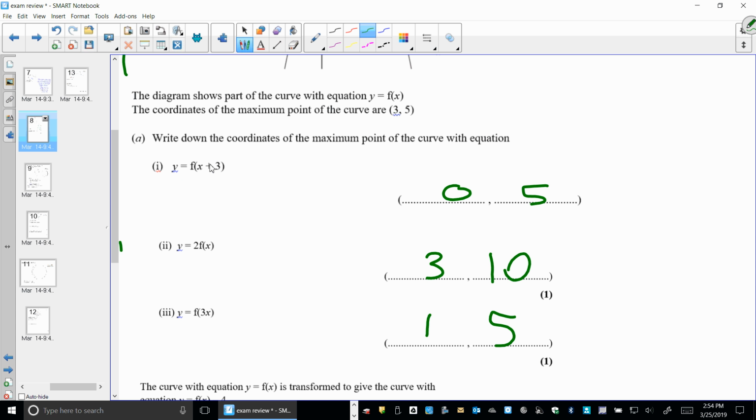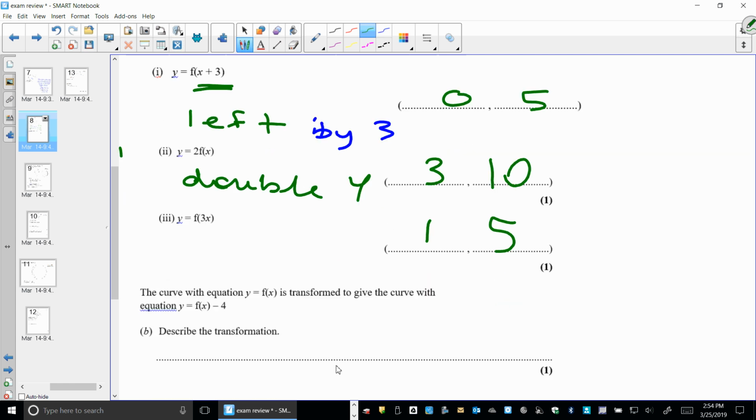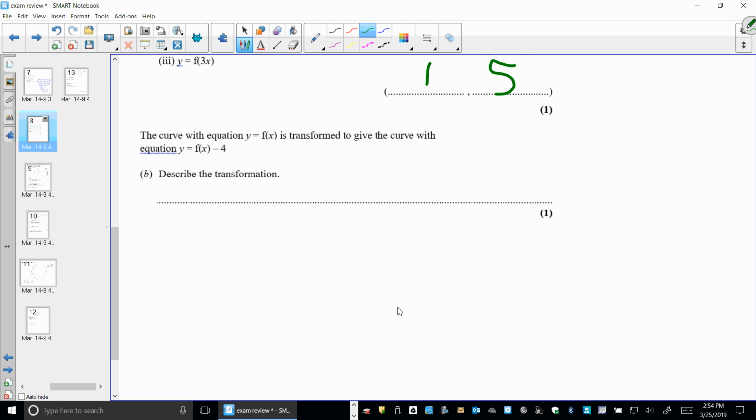Okay, so are you all happy with those? The plus 3 in the bracket shifted it left 3, as Leonie said. So that went left. The 2 in front of the whole function just doubled the y coordinate. And then because the 3 was inside the bracket, it meant we divided the x value by 3. Okay, so that got us those numbers there. And then the last bit.